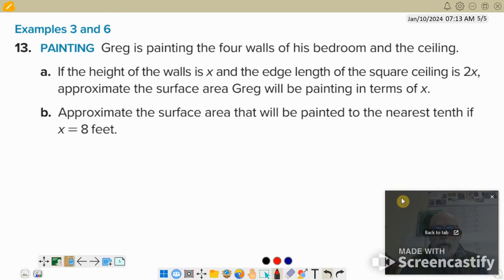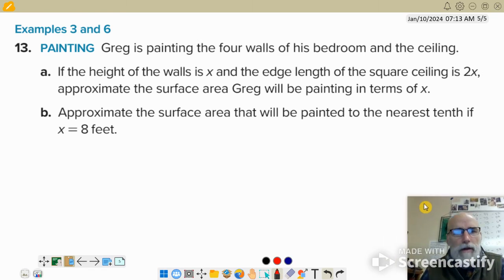Okay, so for extension problems today, we're going to have to come up with a formula dealing with X, and some of them don't even have drawings down. So it says Greg's painting his bedroom. Okay, well, let's picture what a bedroom might look like, right?